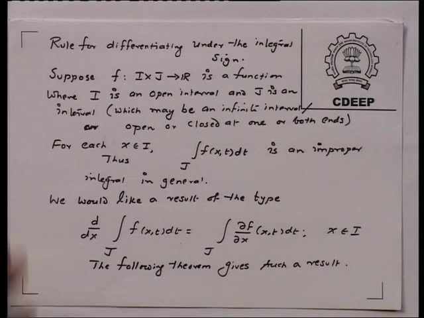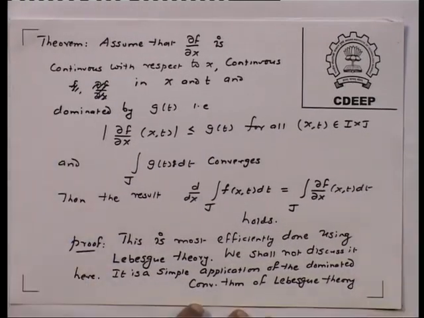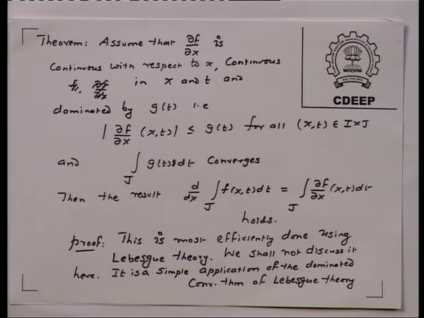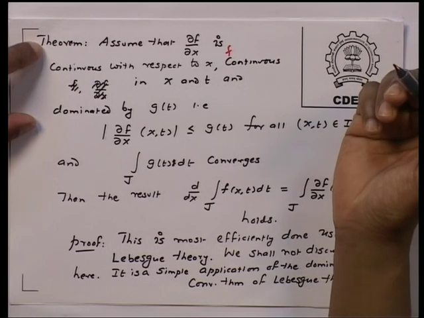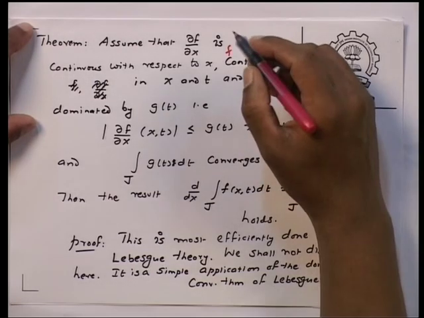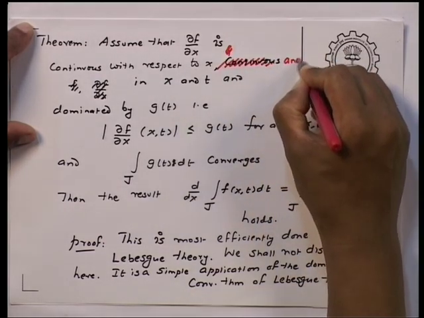So I am going to state one theorem, and that theorem is here. This you can probably jot down. Assume that del f by del x is continuous. Of course, the function should be differentiable; del f by del x should exist. That's a natural hypothesis. And I am going to assume that del f by del x is continuous with respect to x and t. Let us just make it with respect to x and t.